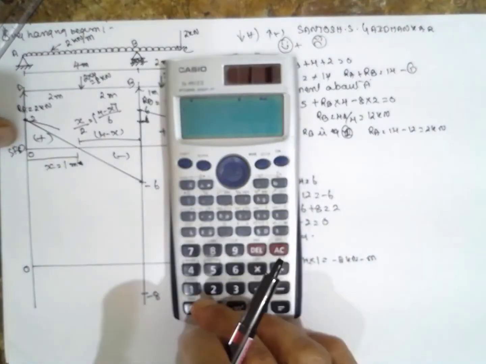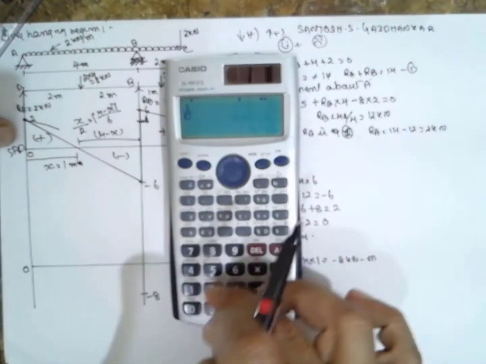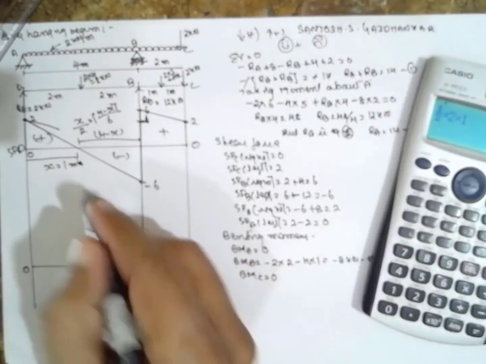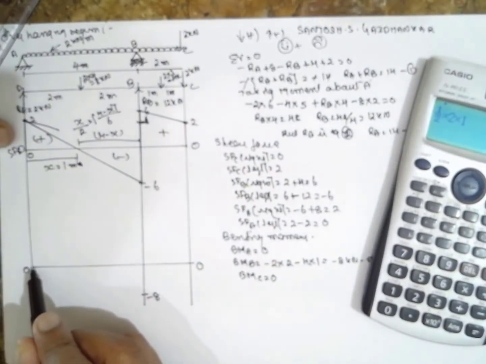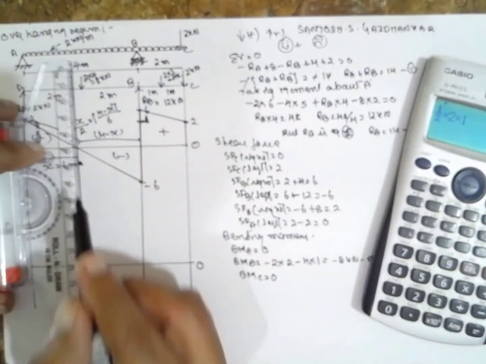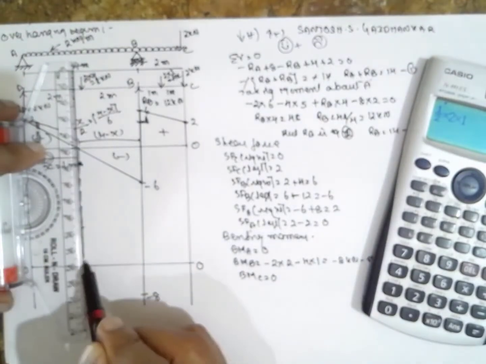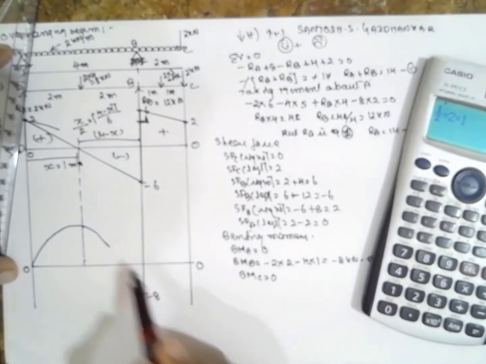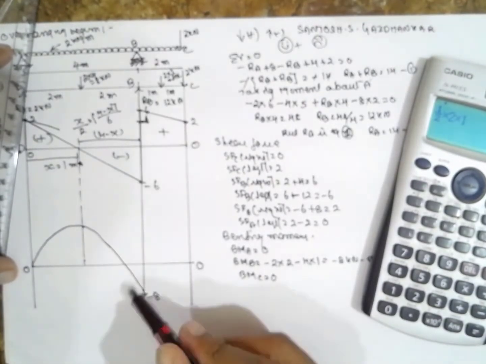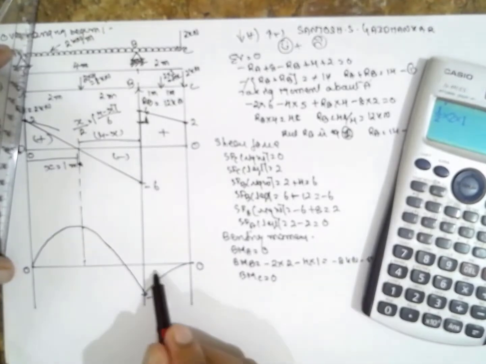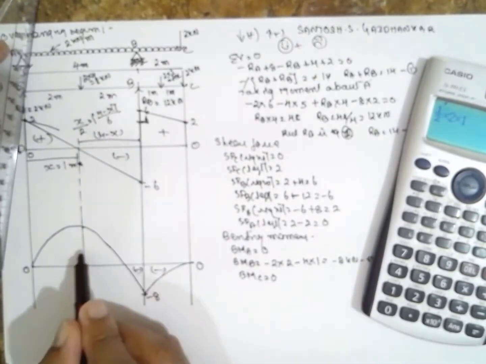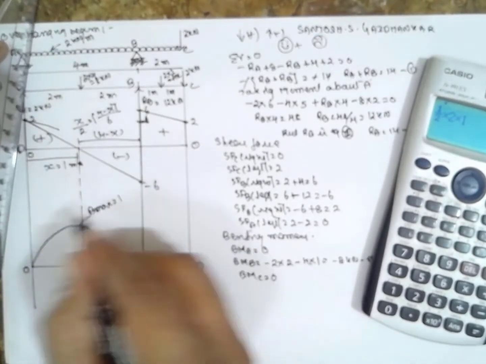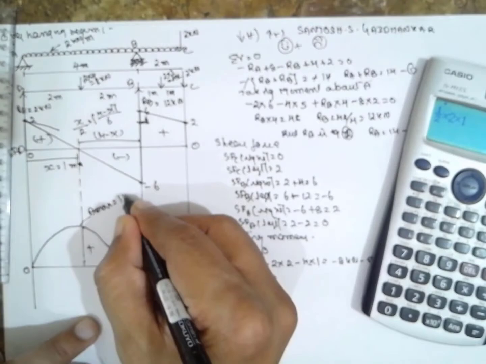Area will be, triangular area, 1 by 2 into height, which is 2, into 1, that is positive. That means the curve will move in this way, positive, and reaches here. Again the parabola, negative, negative, positive. B max will be 1 kilonewton meter.